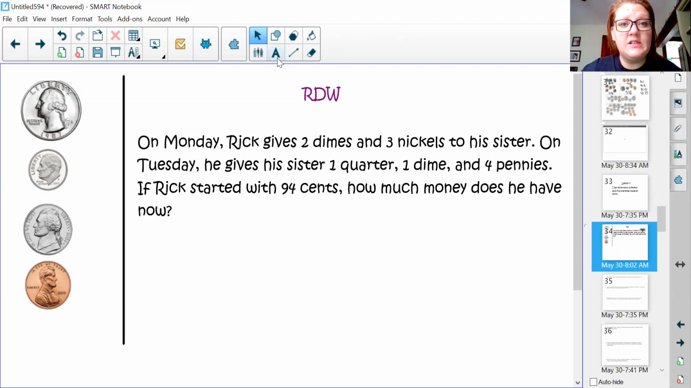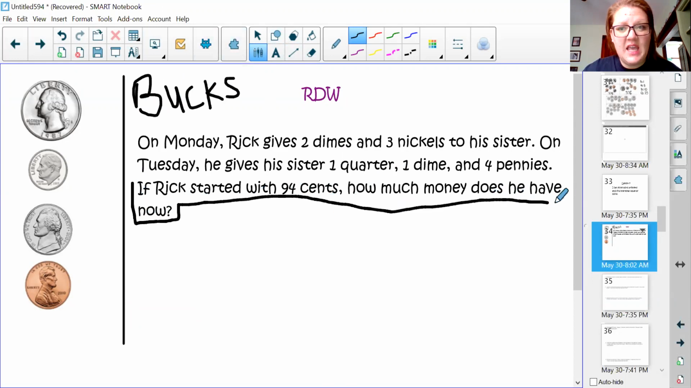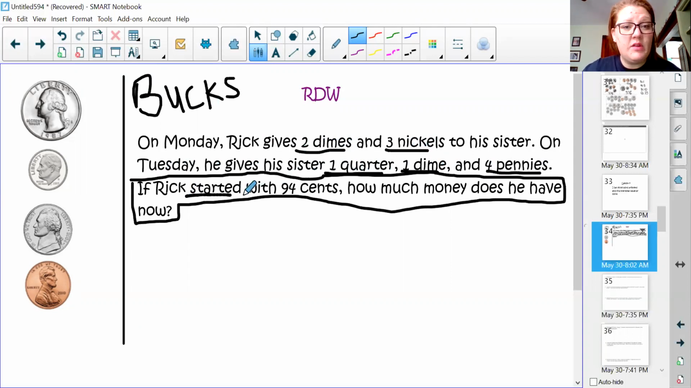One thing I'm going to do is we're going to work on our BUCKS. Remember? So box in our question right here: if Rick started with 94 cents, how much money does he have now? I found my question mark and I'm just working my way backwards. So underline important information. He gives 2 dimes, 3 nickels to his sister on Monday, and then on Tuesday he gives 1 quarter, 1 dime, and 4 pennies. But he started with 94 cents. So this is actually going to be a 2-step word problem.